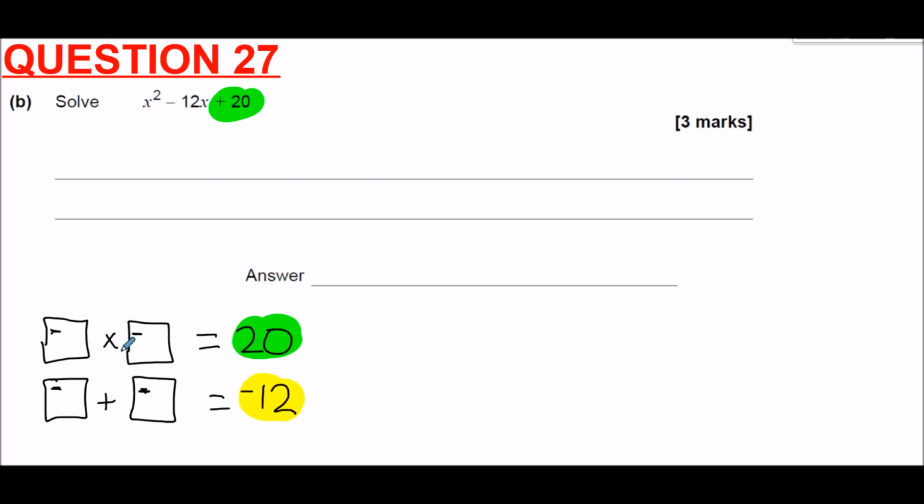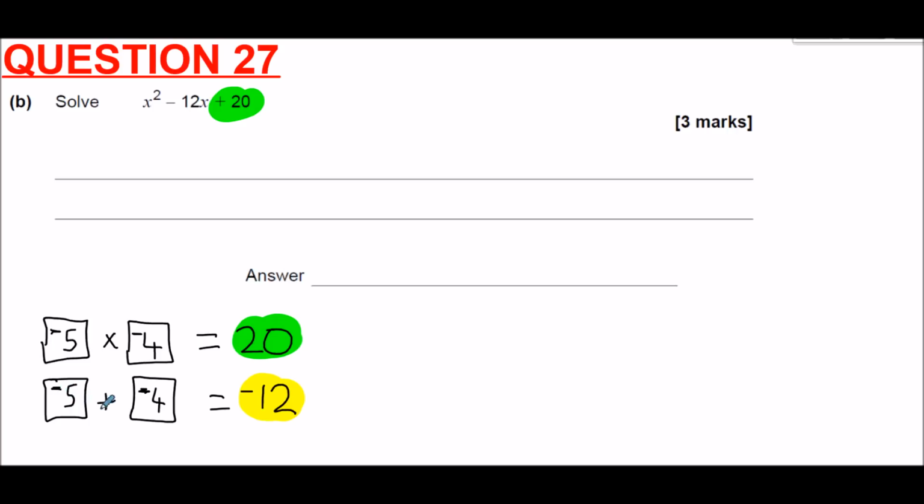So first of all, we can start with thinking of two numbers that multiply together to give 20. So we could try, for example, minus 5 and minus 4. That would work. Minus 5 times minus 4 gives us 20. But minus 5 and minus 4 would only give us minus 9.